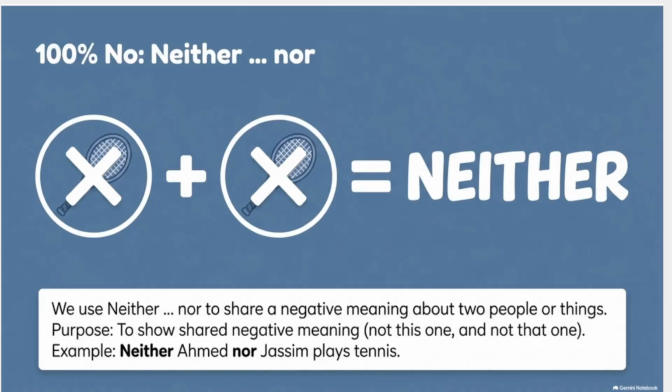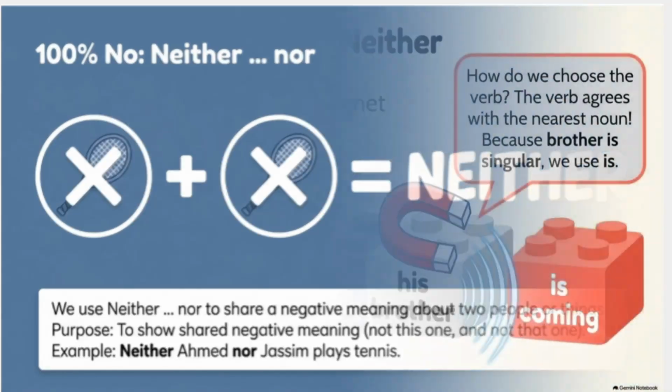Here is another example. Neither Sarah nor Layla likes coffee. Sarah doesn't like coffee. Layla doesn't like coffee. So neither person likes coffee. Notice that neither nor is already negative. Because of this, we normally do not add another negative word. For example, we do not say, neither Sarah nor Layla don't like coffee. That is incorrect. Instead, say, neither Sarah nor Layla likes coffee. So remember, both and equals positive meaning for the two. Neither nor equals negative meaning for the two.